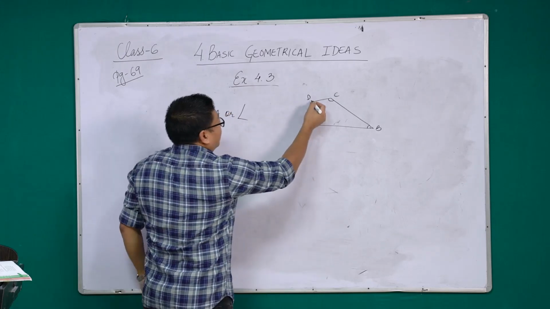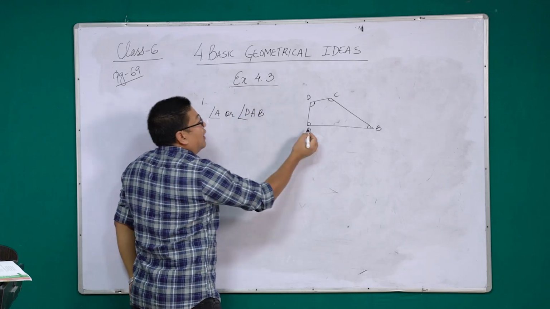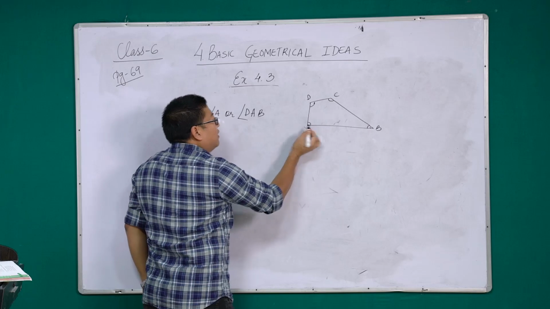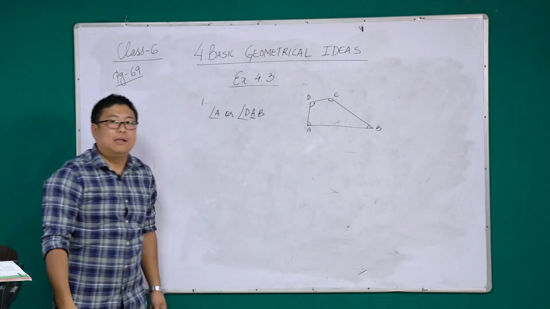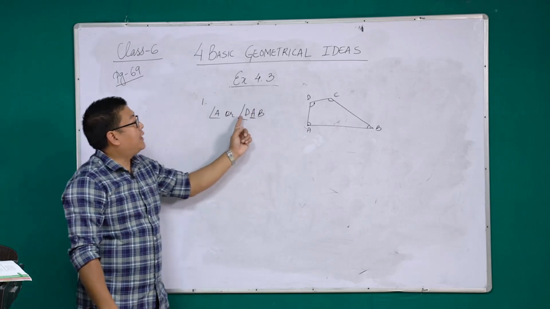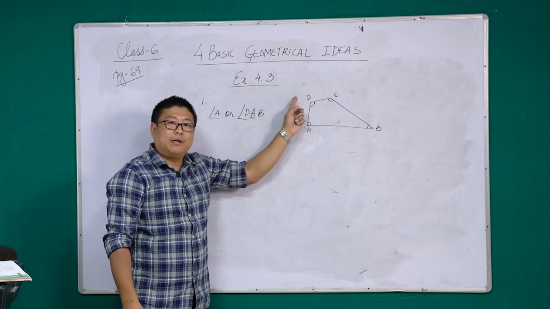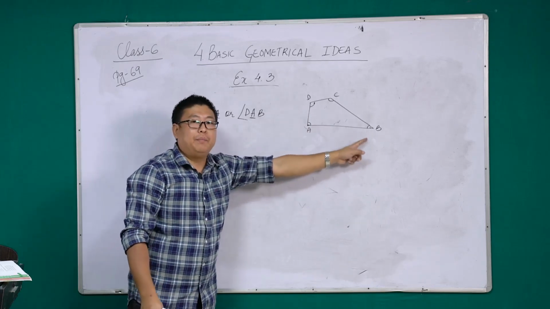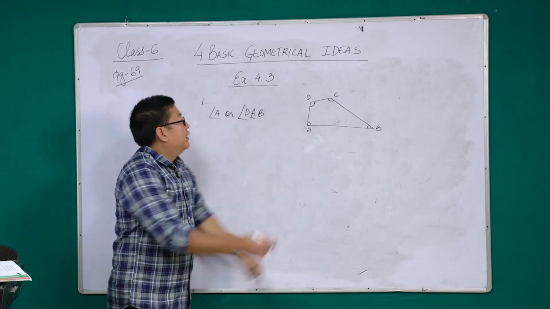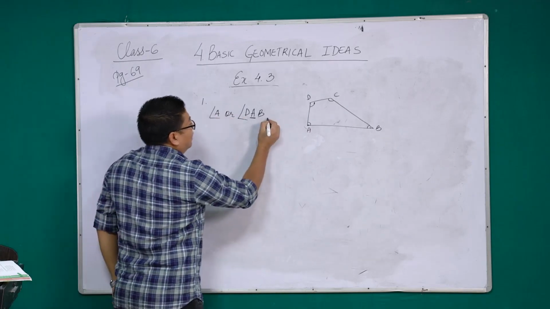So we can call this angle DAB. Mind you, the angle should always be in the middle. The angle you want to depict should be in the middle. You can call it angle DAB or angle BAD, same thing. Since A is in the middle, it is all the same. So this is one angle.